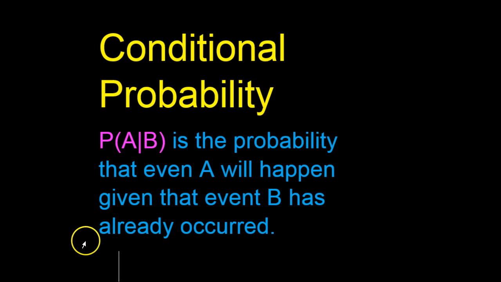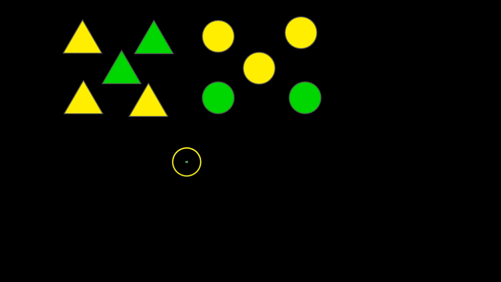This lesson is about conditional probability. This little notation right here is the heart of conditional probability. This means the probability of event A given that event B has already occurred. As a quick example, look at this collection of shapes.